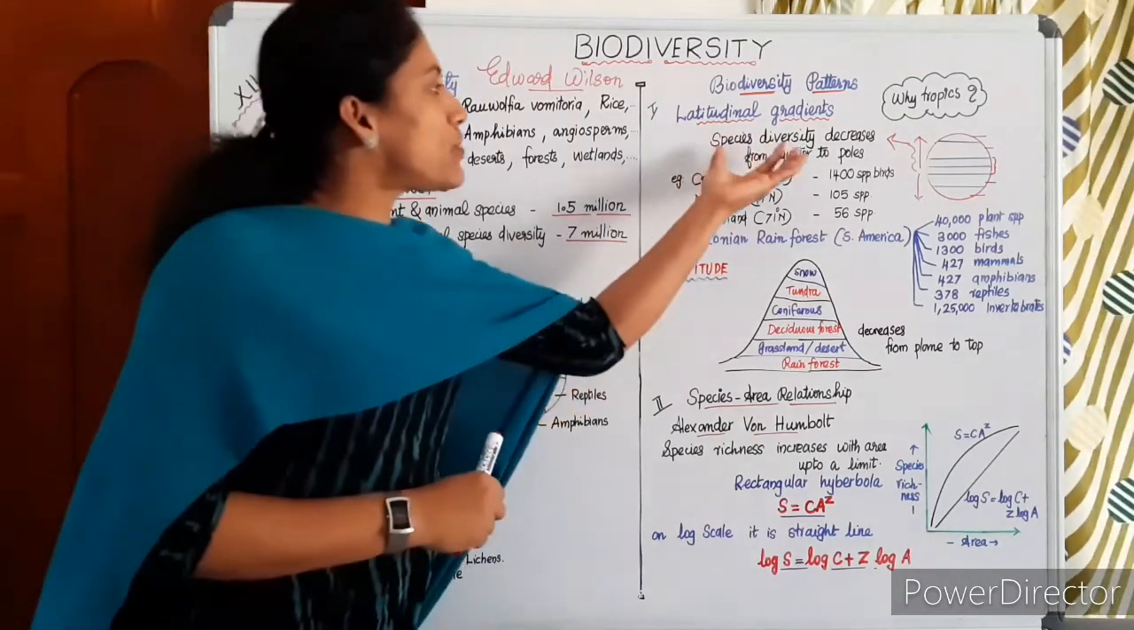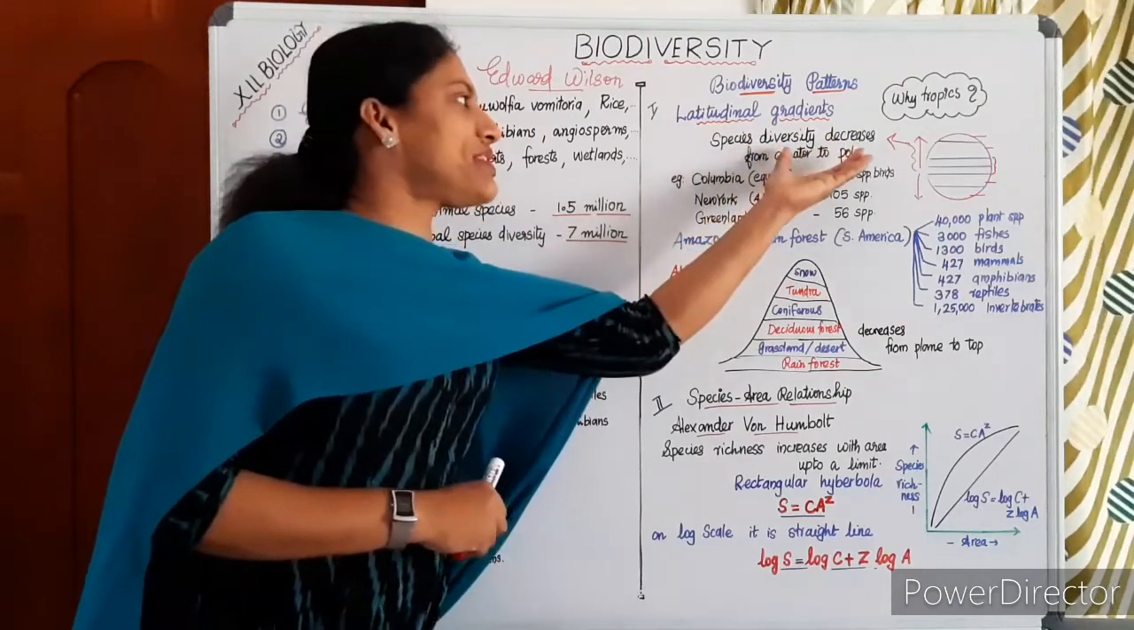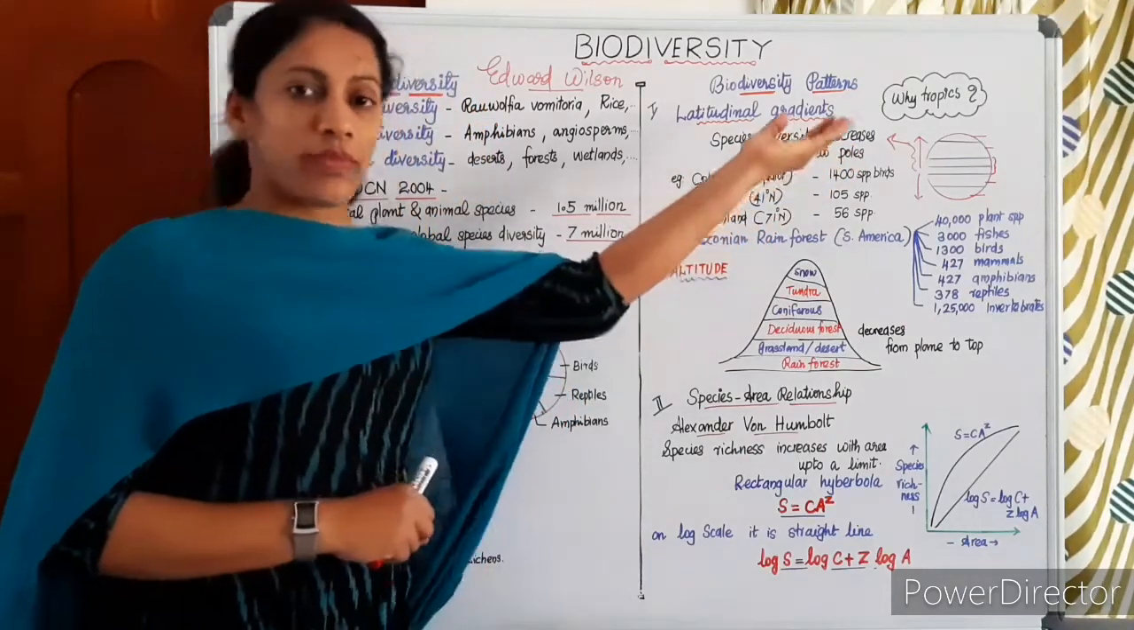That's what we are discussing: species diversity decreases from the equator to the poles.